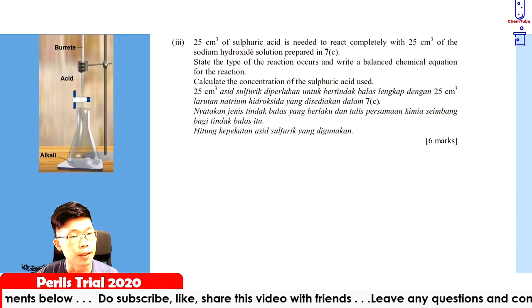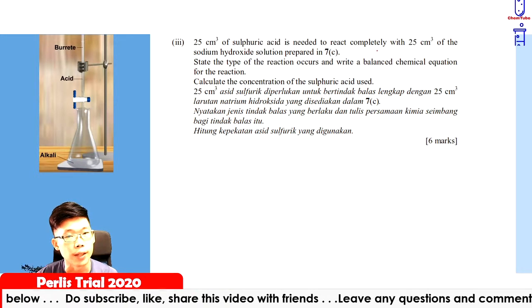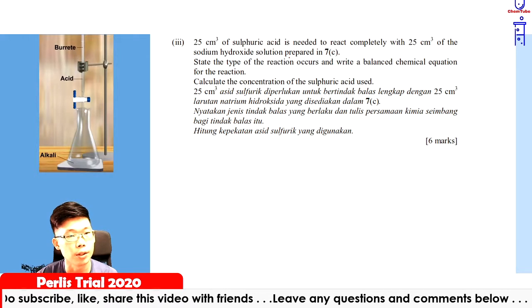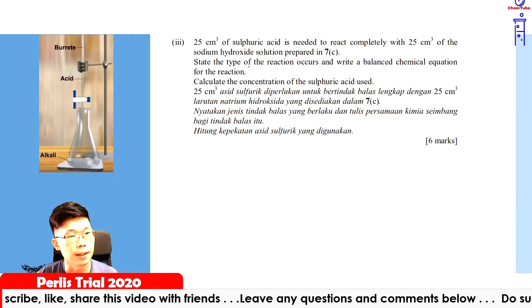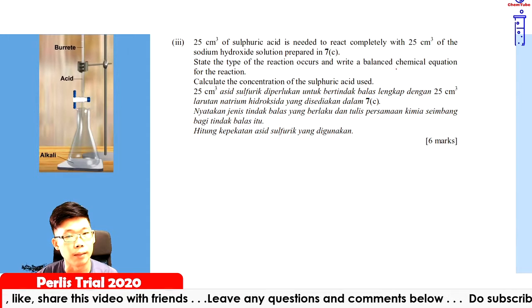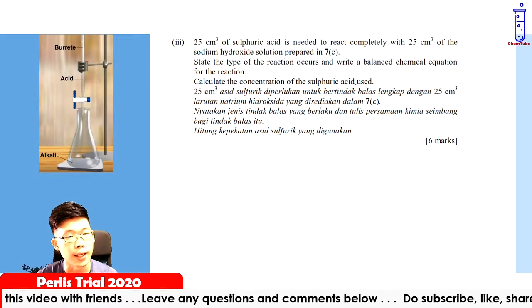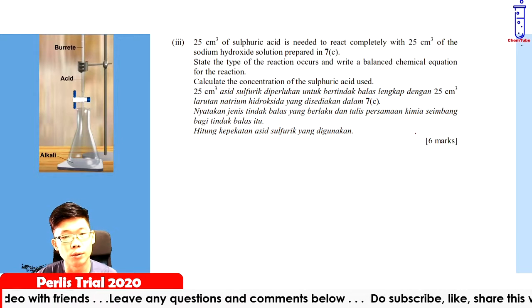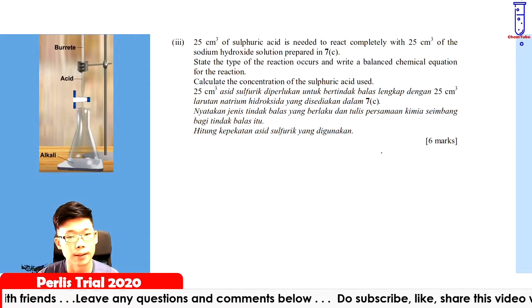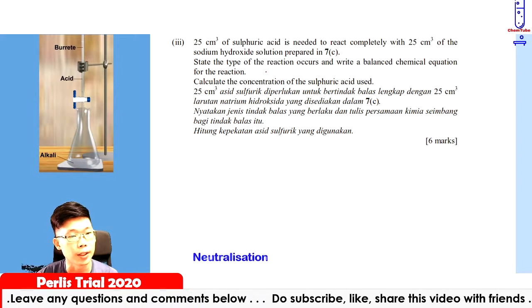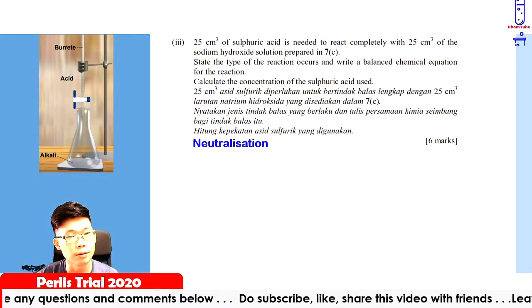25 cubic centimeter of sulfuric acid is needed to react completely with 25 cubic centimeter of sodium hydroxide solution prepared in 7C. State the type of reaction that occurs and write the balanced chemical equation. Then calculate the concentration of sulfuric acid needed. So there are a few questions here, 6 marks. Number 1, we have to write out the type of reaction. Okay, it's a neutralization reaction.